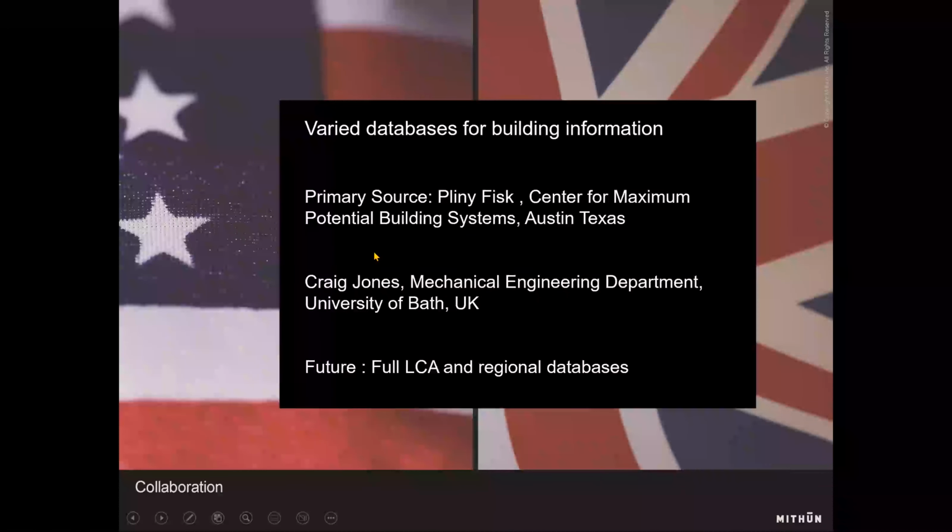And then the other one, because there wasn't a lot of information about it, one of the really early people looking at this as an issue was Pliny Fisk at the Center for Maximum Potential Building Systems, coincidentally also in Austin, who published a series of papers that looked at embodied carbon and started to look at ratios in general ways of the main structure to the interior build out to furniture and other pieces of the puzzle there. So we relied on their databases quite a bit.